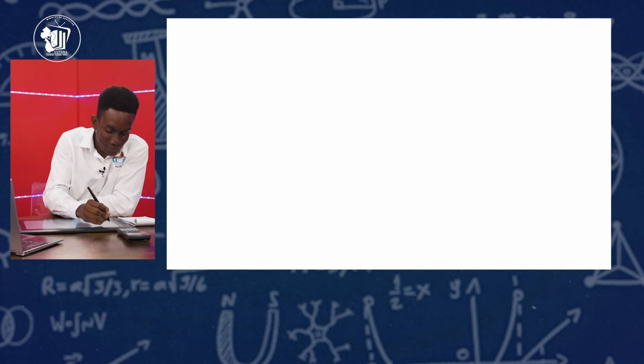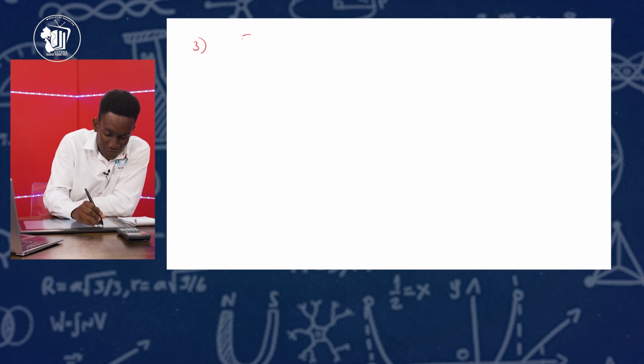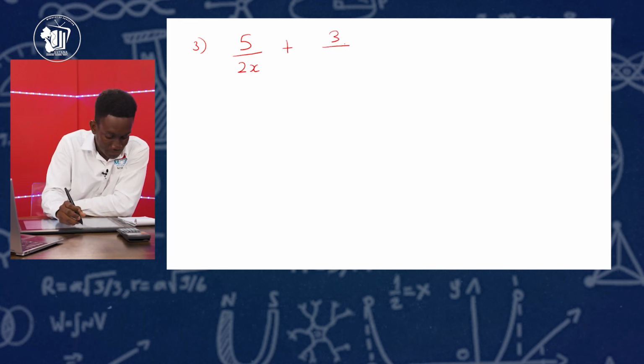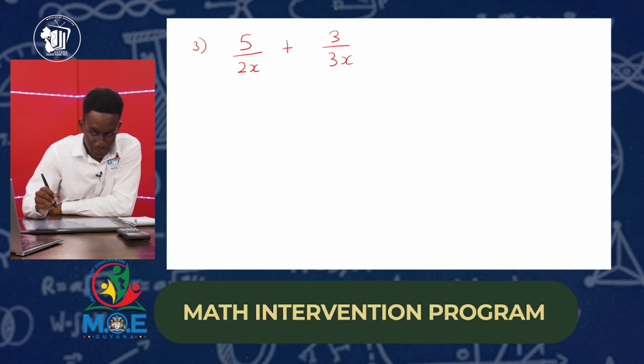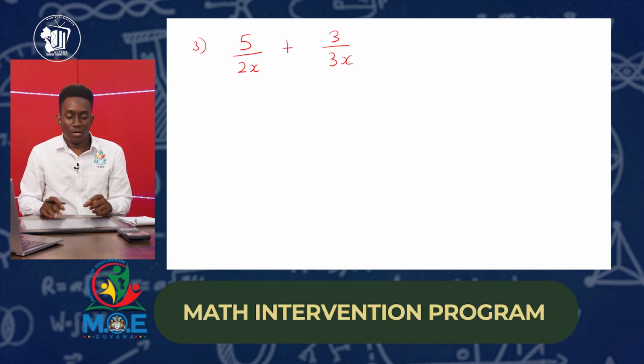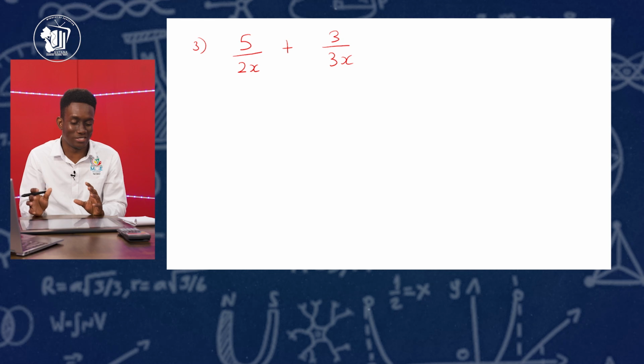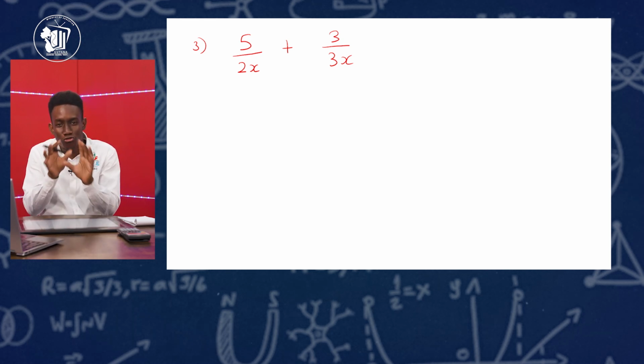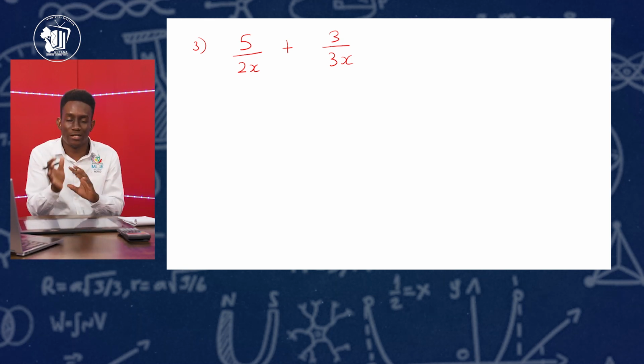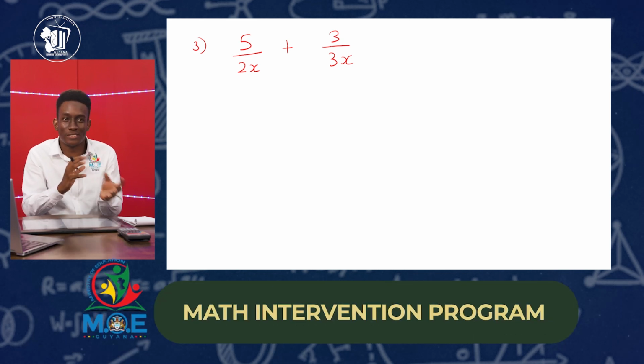So now let's take things up a bit. Let's take things further with some more examples. Let's say we have number 3: 5 over 2x plus 3 over 3x. Now in this case, we have 2x and 3x. Of course, the denominators are not the same. 3x is not the same as 2x. So we have to find the LCM. Now a trick in finding the LCM when we have a coefficient and a variable is to find the LCM separately.